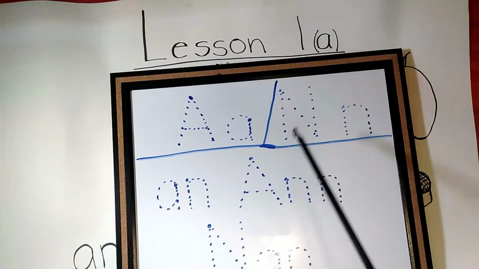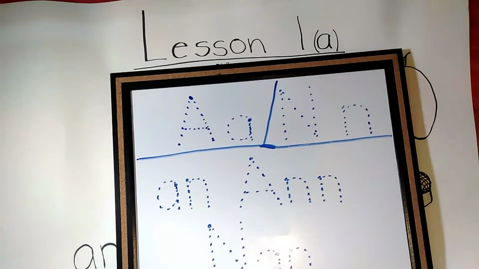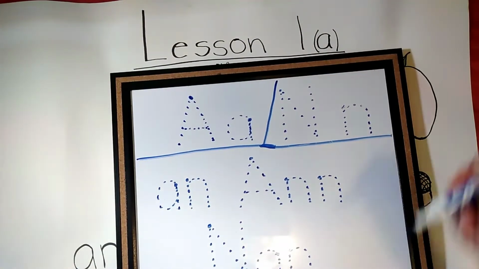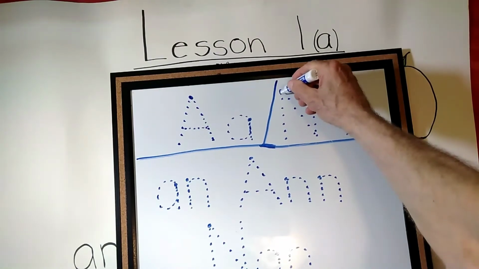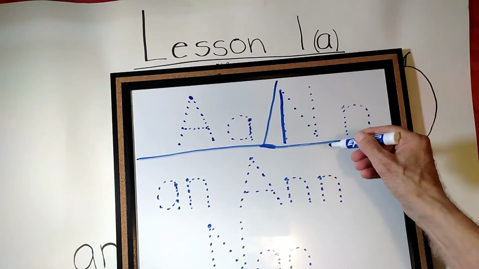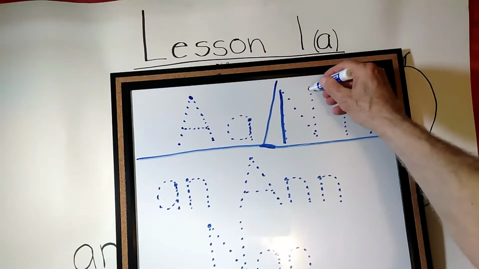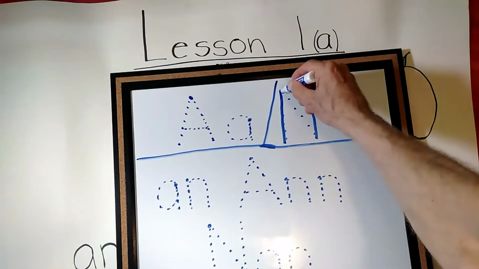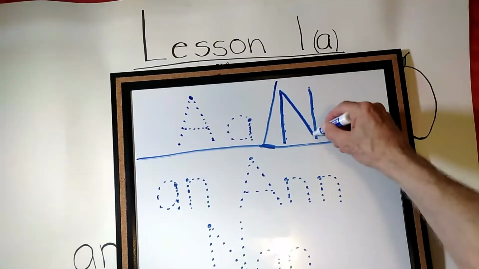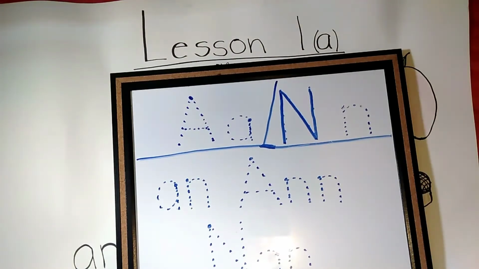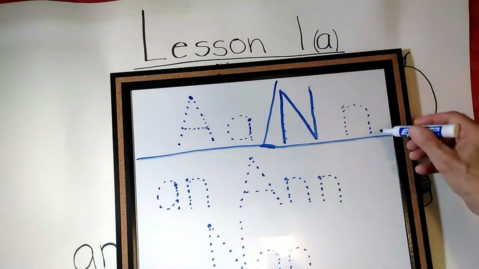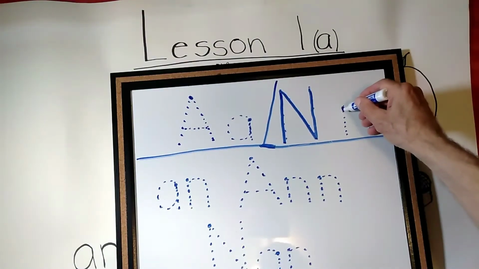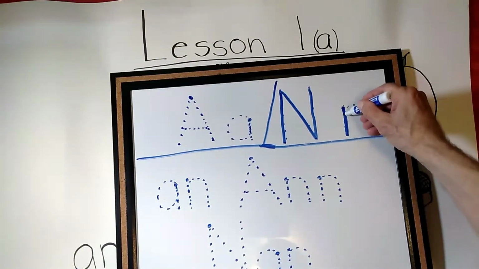And the capital N, I like to make it this way for young students. I like to have them make the left side first, then the right side, of course going straight down, and then going to the top of the first line and connecting to the bottom of the second line. For the small n, straight line down, and then come up that line and make a hill.